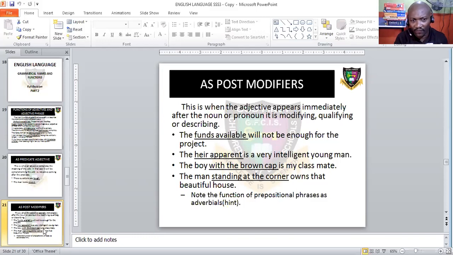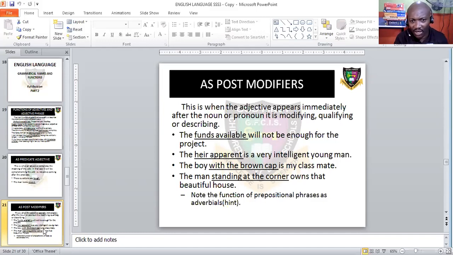You see, funds available. Available is coming after the noun funds, and it postmodifies the noun funds. Apparent is coming after the noun heir. It postmodifies the noun heir. Now, the boy with the brown cap is an example of how a prepositional phrase can function as an adjective phrase. And here, it is postmodifying the noun boy. Standing at the corner there is postmodifying the noun man.